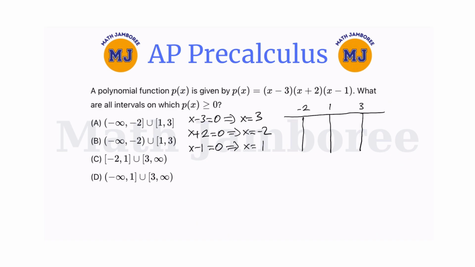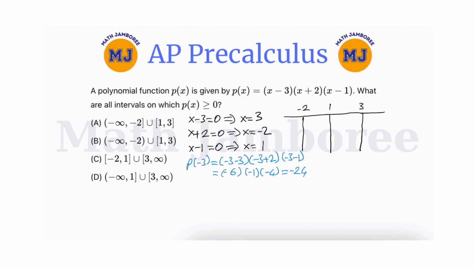For x less than negative 2, let's go with x equals negative 3. So p of negative 3 will be equal to (negative 3 minus 3)(negative 3 plus 2)(negative 3 minus 1). This is going to give you negative 6, negative 1, and negative 4. If you multiply these together, negative 6 times negative 1 times negative 4, there are 3 negative numbers. When you multiply them, that gives you negative 24.